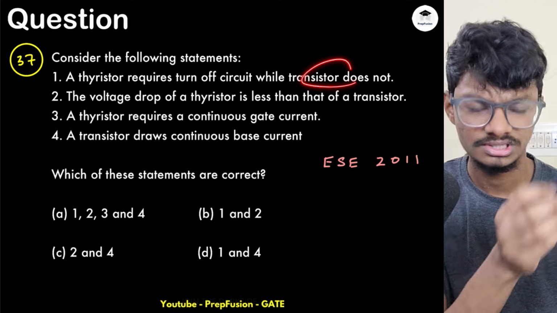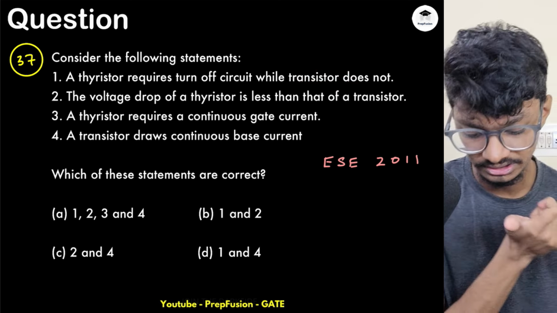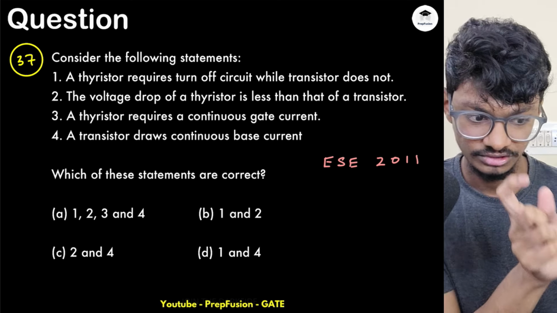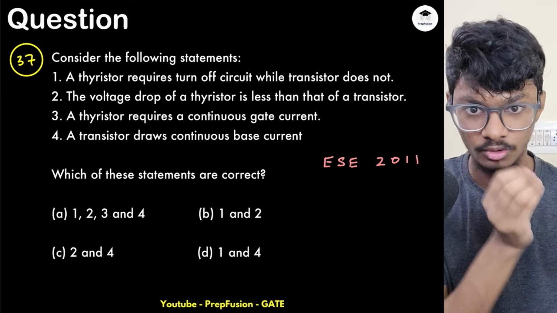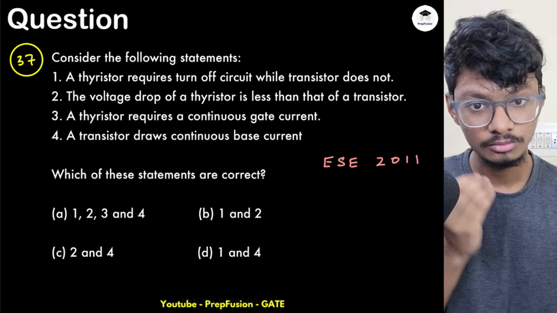In transistor, simply if I make the base current zero, the transistor will be off, right? So in transistor, we don't need an external circuit, just the base control. We can make the circuit on and off. That's why this is a controlled device. So one statement is correct. Let's come to the second statement.